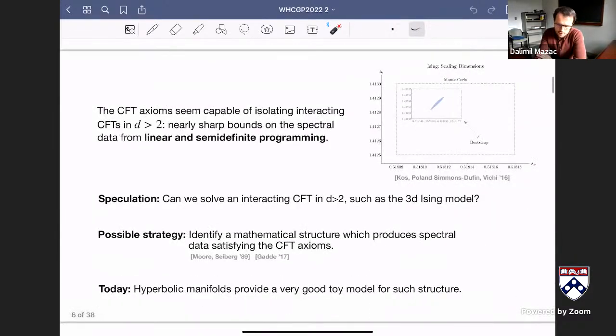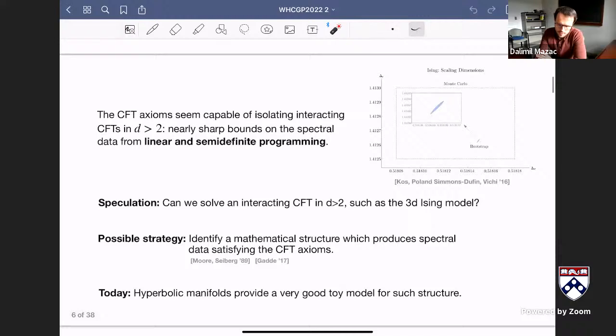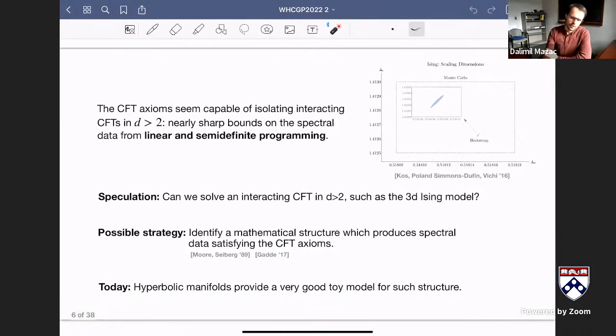But here's where the bootstrap comes in. What does it imply? Why should we be maybe partially optimistic? It's that these axioms seem capable of isolating interacting CFTs even above 2 dimensions. It has been observed that one gets nearly sharp bounds on the spectral data from linear and semi-definite programming after implementing the CFT axioms.